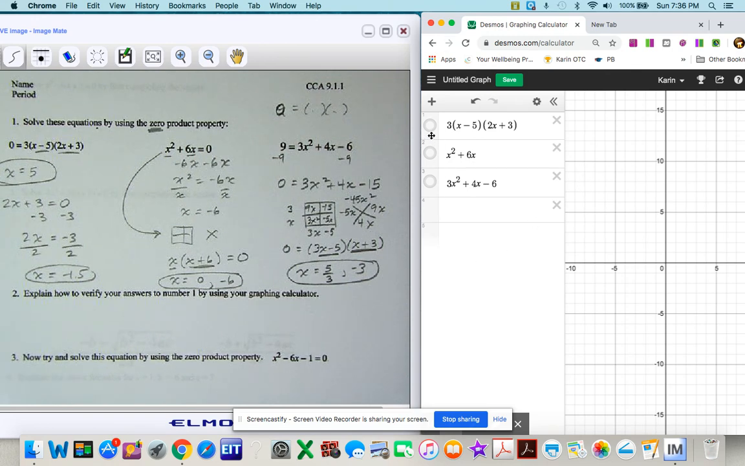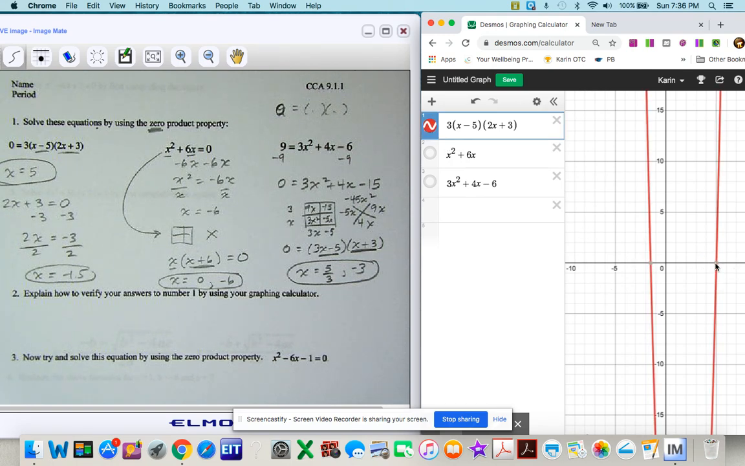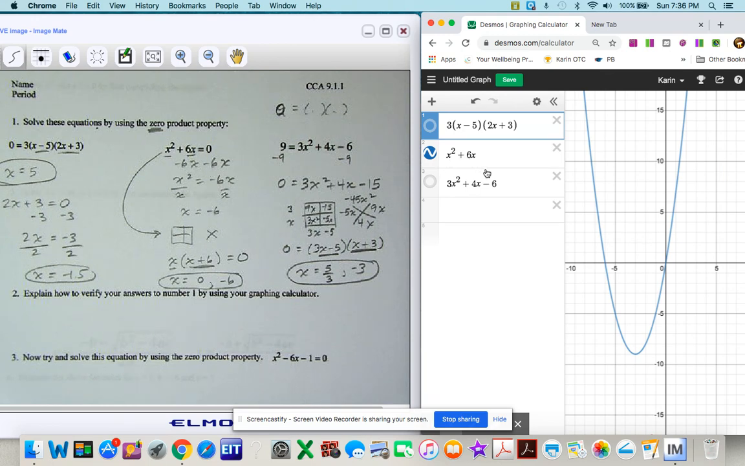You could also use Desmos. So I'm just going to go ahead and pop in the first one. Okay, I notice here, when does that equal 0? Well, either at 5 or at negative 1.5. Okay, let's look at the second one. X squared plus 6x, when does that equal 0? I can see that one of the answers was 0. The other one, -6, which is what we got over here.